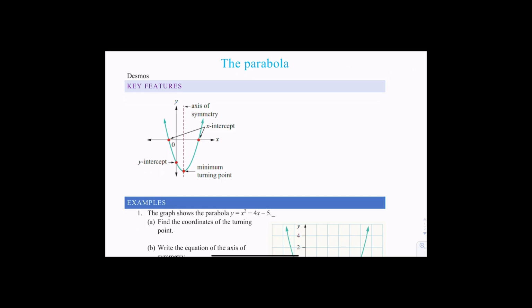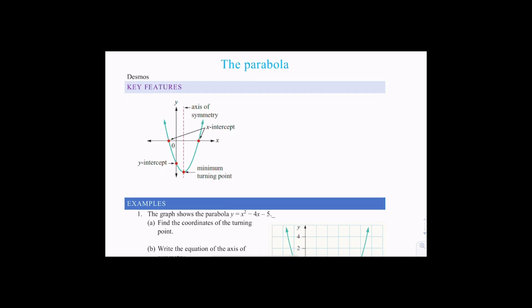The parabola. Here I've got the key features of the parabola. The first thing I would like you to notice is this parabola is concave up, so it's a positive parabola. That means it has a minimum turning point, because that's the lowest part of the graph.